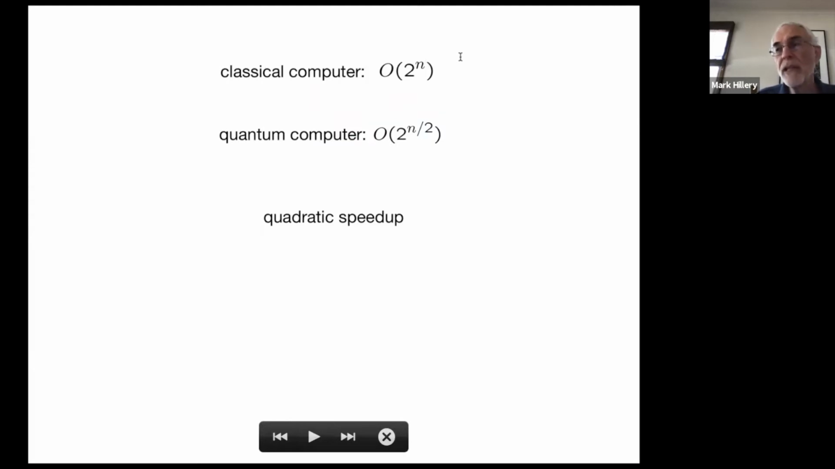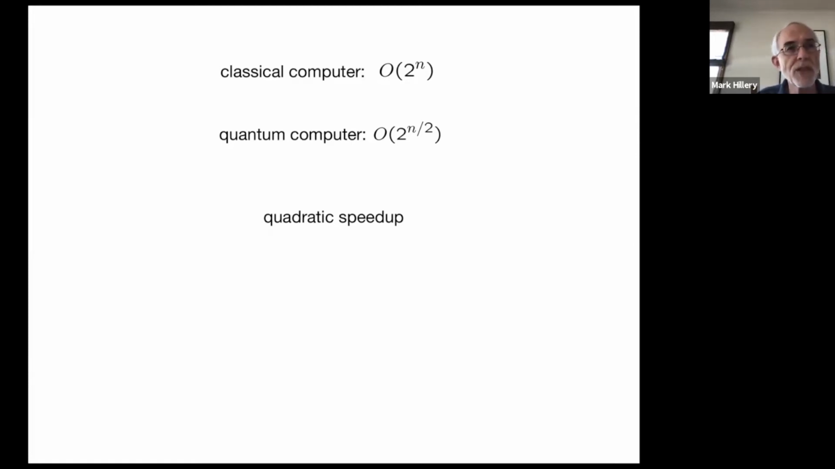On a quantum computer, you only have to try the square root of the number of inputs. So in other words, 2 to the n over 2. So that is a quadratic speedup. So for example, well, let's see, if n is 4, classically you'd probably have to try it about 8 times. Quantum mechanically, you'd have to try it 4. Okay. So it represents a quadratic speedup, and it's an extremely flexible algorithm.